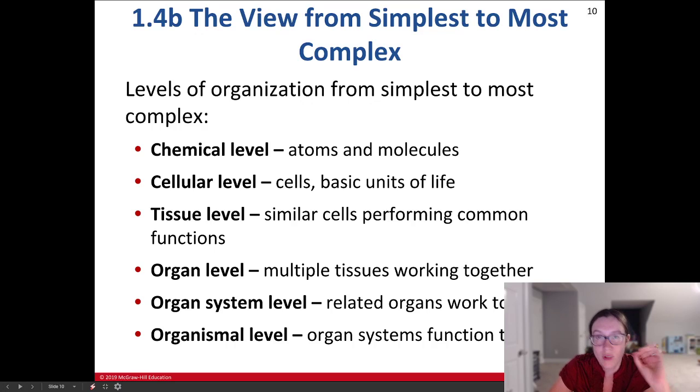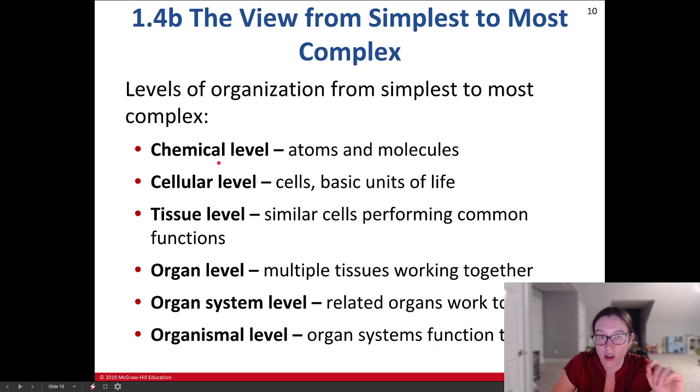So the first one we said was organization. So we're going to stop a little bit and talk about organization and how life is organized from the simplest things to the most complex. As we go through our study of this book of anatomy and physiology, we're going to start down at the very simple level and then start learning about chemicals. So chapter 2 is atoms and molecules.